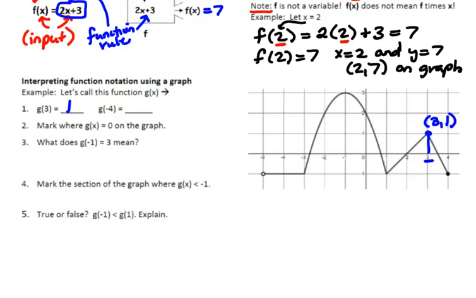Now let's go to negative 4. See if you can do it. Pause it and come back.